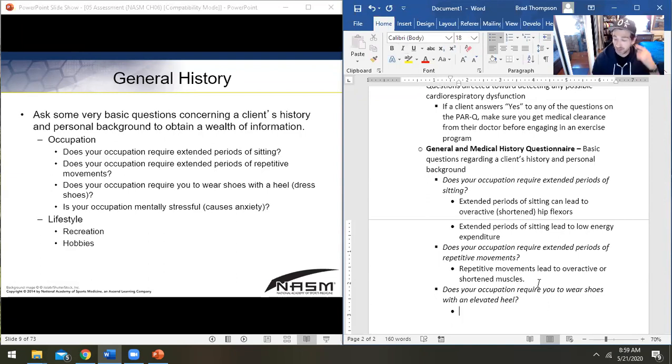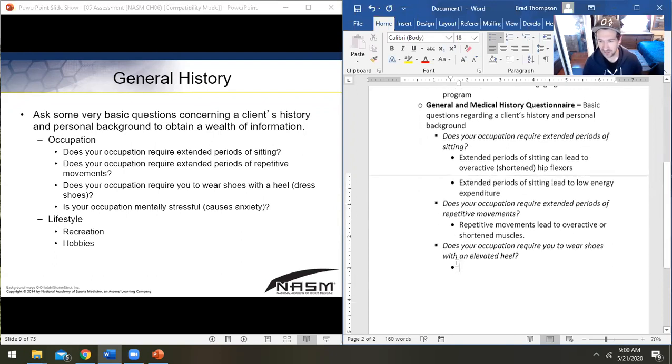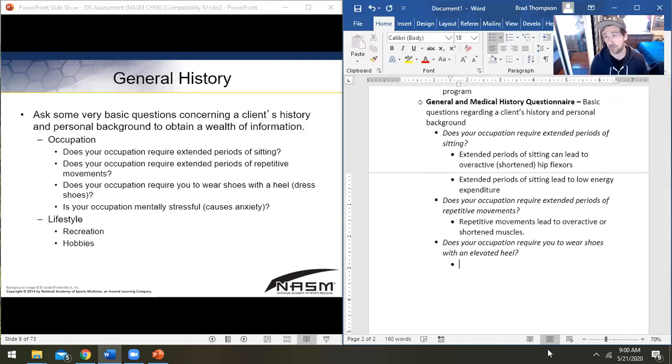Right, and a lot of times when we think of high heels, we're thinking of nice going-out shoes for our female clients. But this can be any of our clients, right? We know that male dress shoes put you into a plantar flexed position, so that leads to tightness as well. So don't make assumptions and skip this question just because it's a male client. A lot of times your male clients are actually going to be the ones with the tight calves.